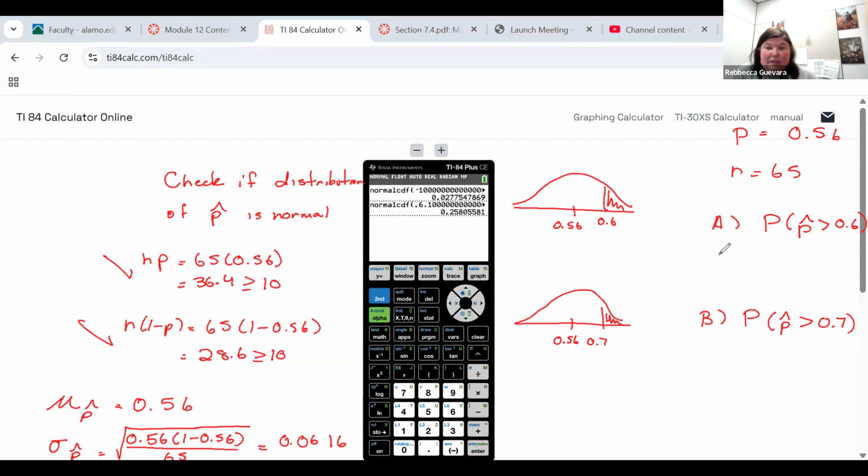So we got a probability of 0.258. So the probability that 60% of my sample, so say it again, we've got a sample of 65, the probability that more than 60% of them are going to the doctor is about 26%. Okay, so we'll do that again. This time the only thing that changes is now for B, we're bound at 0.7, but everything else is the same.